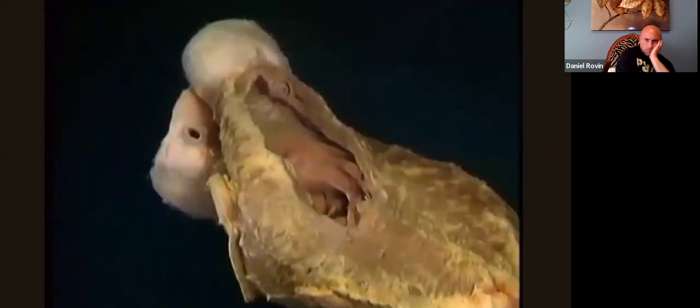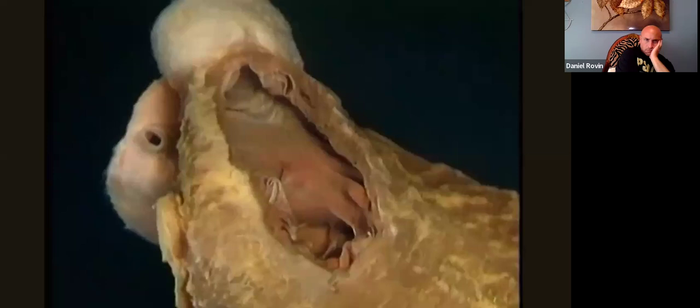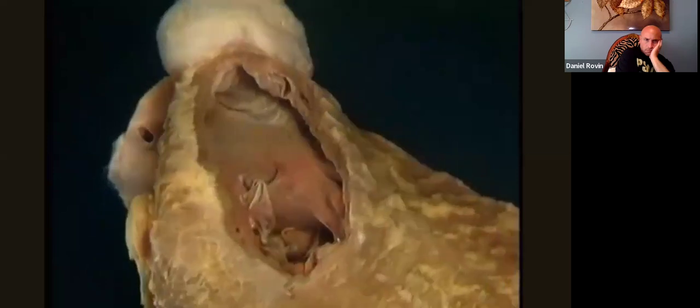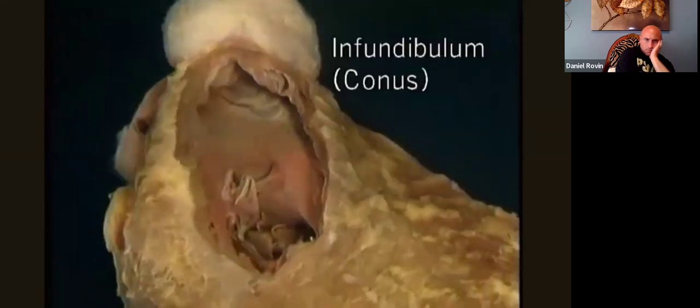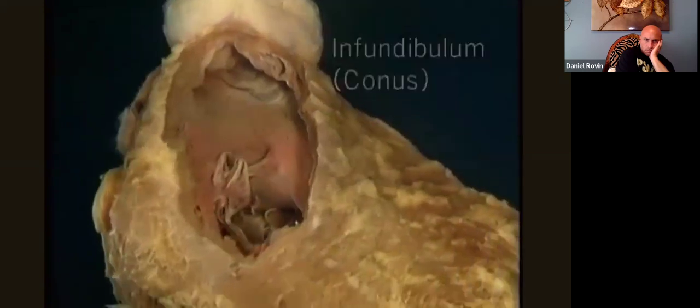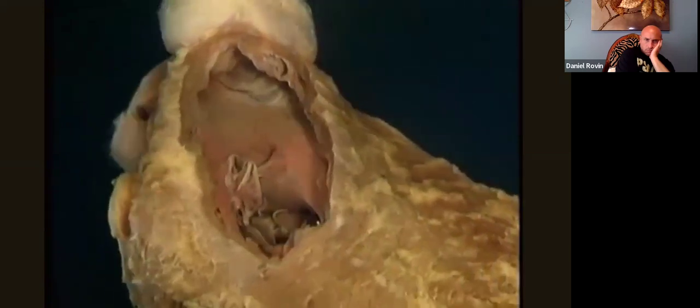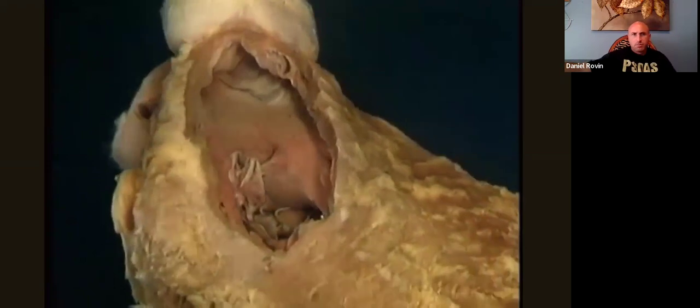To see the outflow pathway of the right ventricle, we'll go to a different specimen. The tapering part of the right ventricle that leads up to the pulmonary valve is known as the infundibulum and also as the conus. Unlike the rest of the right ventricle, its lining is smooth. We'll look at the pulmonary valve in a minute. Now, we'll move on to take a look inside the left ventricle.